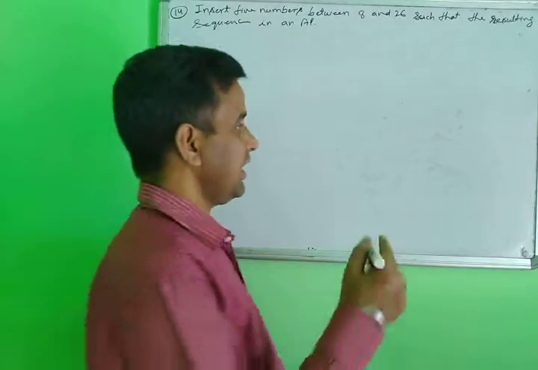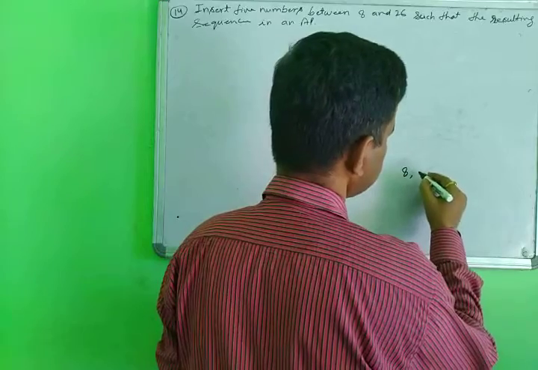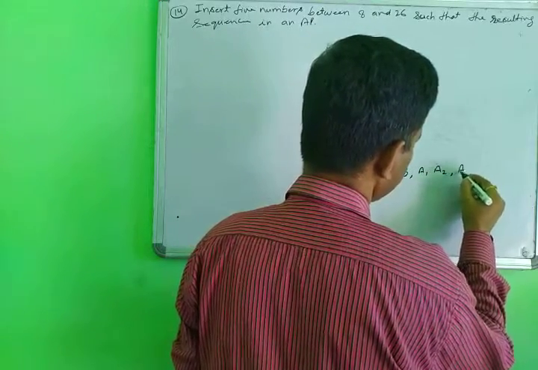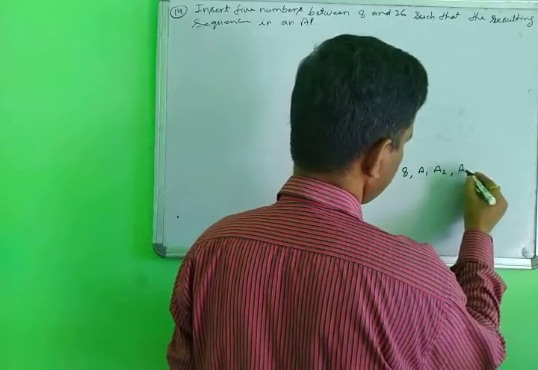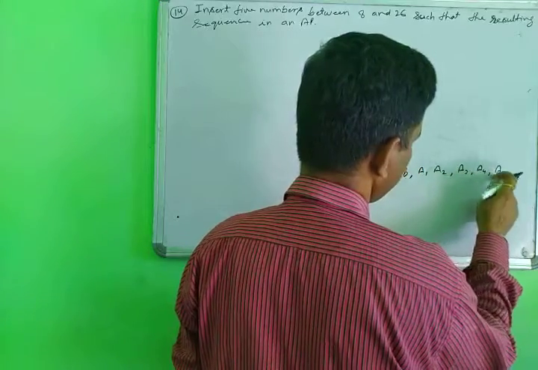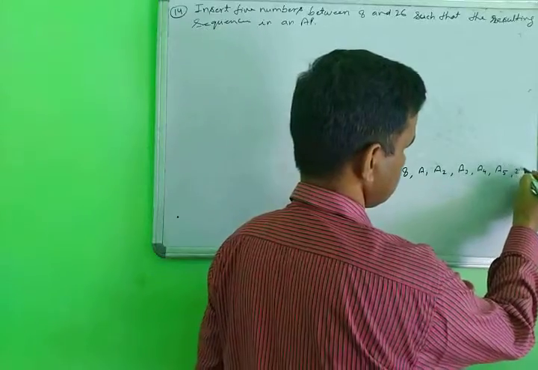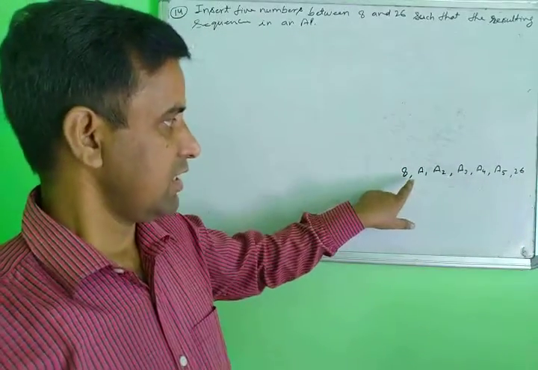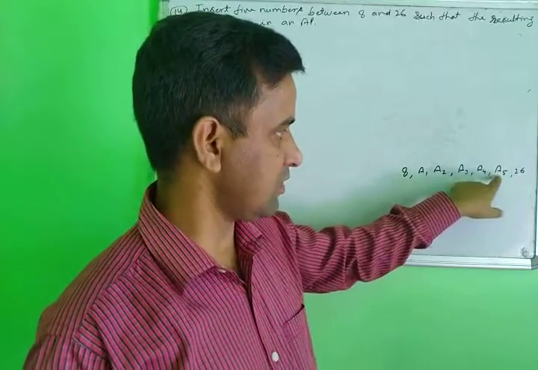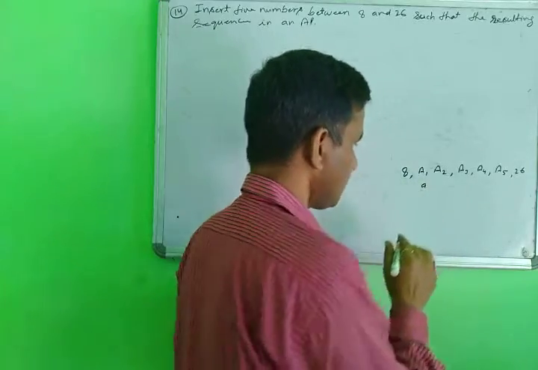It means 8 is your first number, and then the second number, third, fourth, fifth number: 1, 2, 3, 4, 5. And the last number is 26. This is the rough work. So between these you will have 5 numbers A1, A2, A3, A4, A5. A1 is the first term, but you don't mention it here.